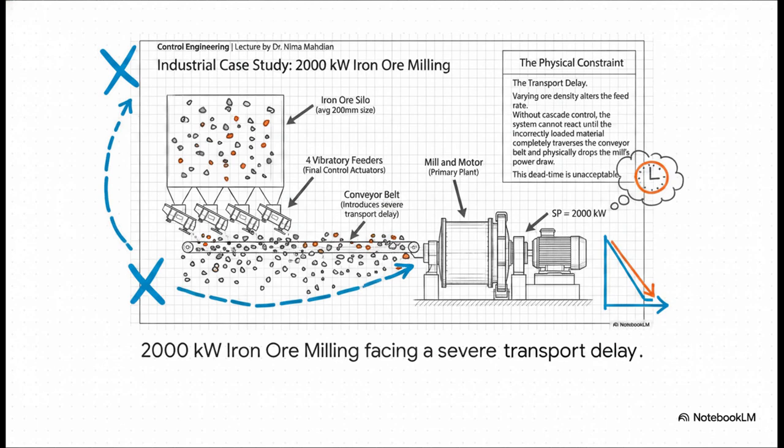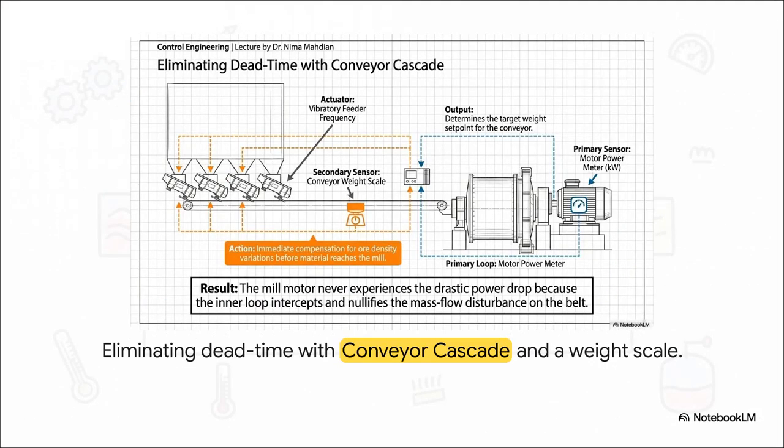But without Cascade Control, the primary mill motor sensor has no idea the feed rate dropped until that empty patch of belt completely traverses the conveyor and physically causes a massive drop in the mill's power draw. This transport delay, this mechanical dead time, is absolutely unacceptable for grinding efficiency. So how do we fix it? We eliminate the dead time by introducing a conveyor cascade.